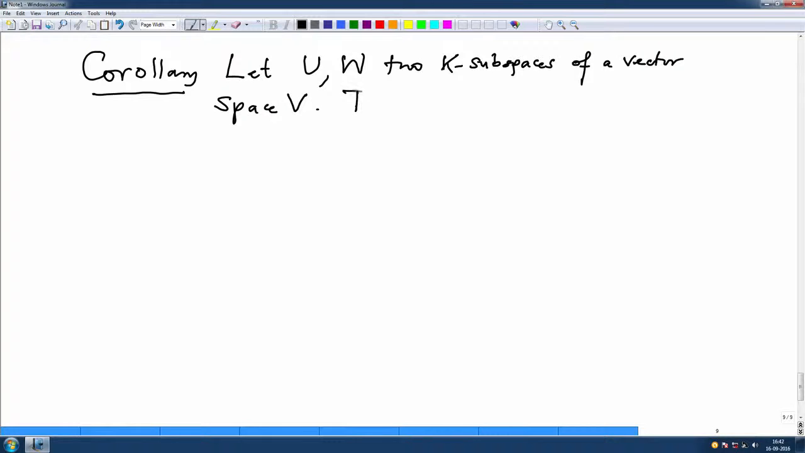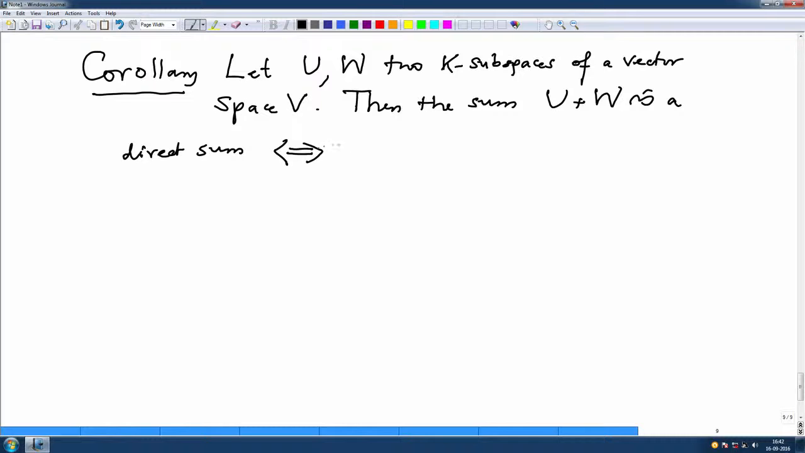Then the sum U plus W is a direct sum if and only if U intersection W is 0. There is only one condition now, U intersection W is 0. In this case, U plus W is isomorphic actually to U direct sum W.